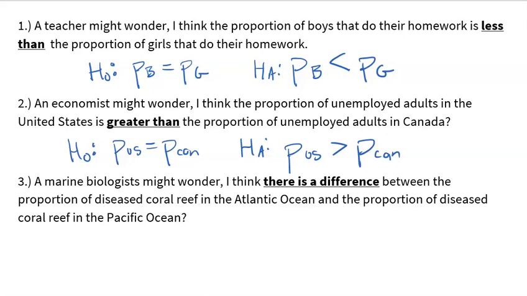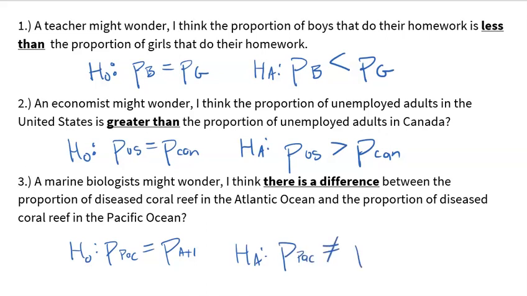Okay? So notice that you don't use 1s and 2s. That's way too generic. Obviously, we're going to use 1s and 2s in any formula, but you put some context to the problem. All right, and then finally here, the null is going to be, the proportion from the Pacific Ocean is equal to the proportion from the Atlantic Ocean. There's no difference between the proportion of diseased coral reef, where the alternative is, no, this biologist truly believes that there is a difference. He doesn't really care who's higher or who's lower. He just cares that there is, in fact, a difference.